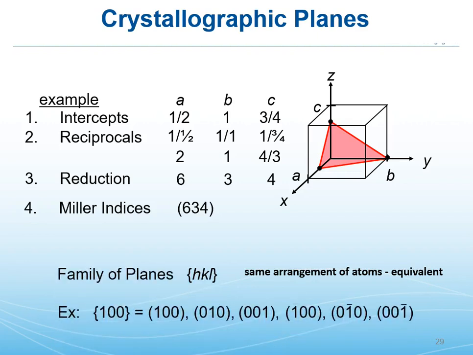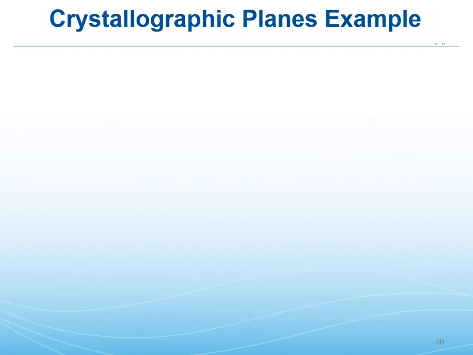And here's just an example of a family of planes that might be the same. Planar families are indicated with the curly brackets, the same way directional families were indicated with the triangular brackets. And again, which planes are effectively equivalent will depend on the crystal system. Equivalent families in BCC are not the same as equivalent families in FCC.